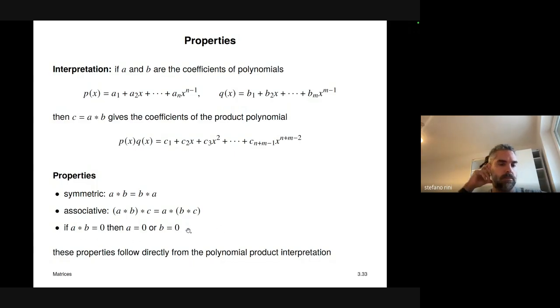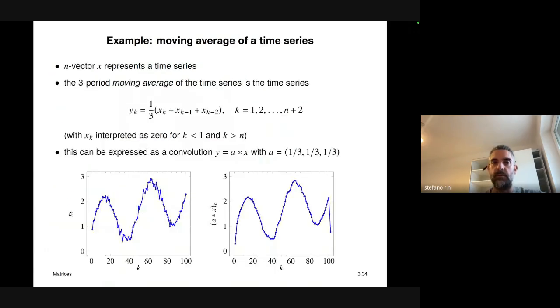Okay, so if you have that A convolve B is equal to 0, then either A is equal to 0 or B is equal to 0, and this is a non-exclusive OR, right? Meaning that A is equal to 0 and B is not equal to 0, B is equal to 0 and A is not equal to 0, or A is equal to 0 and B is equal to 0. So this is a non-exclusive OR. And this follows from the polynomial interpretation.